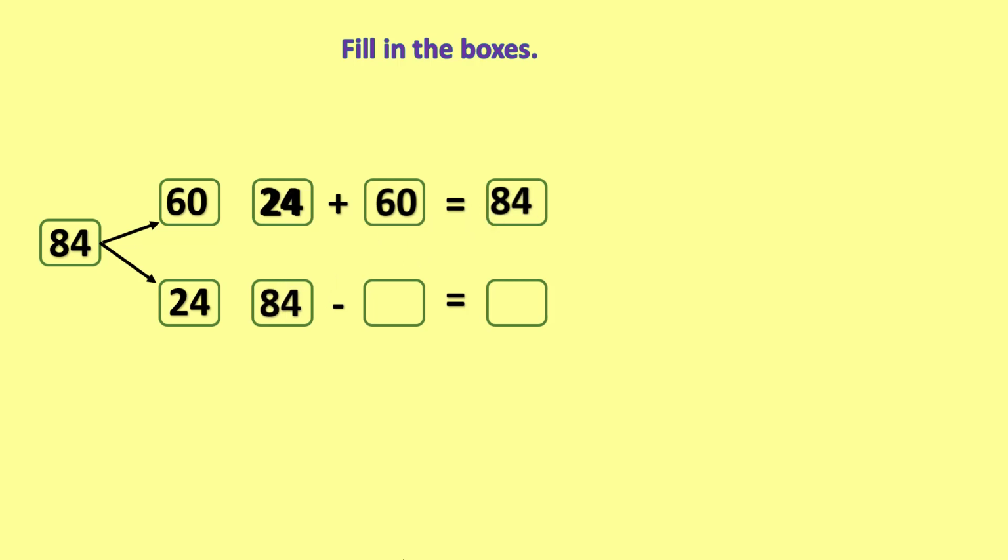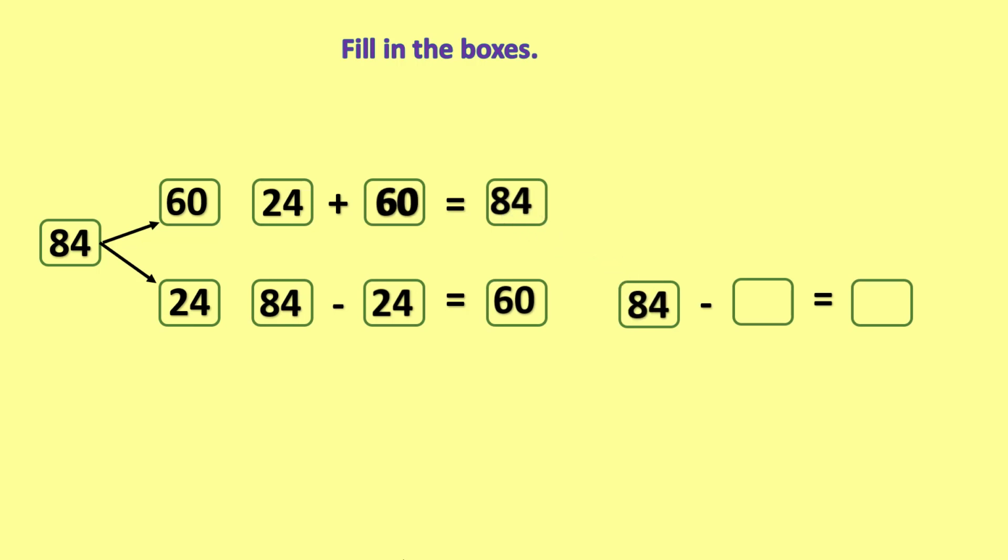First we arrange 84 minus 24 is equal to 60, and then we make another example from the addition example above. 84 minus 60, this time we take 60 first, and then we arrange 24. 84 minus 60 is equal to 24.